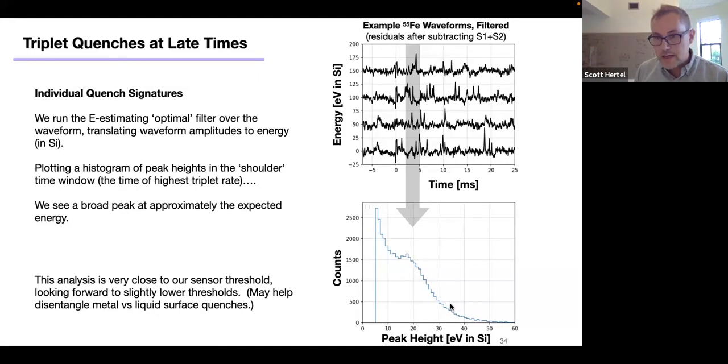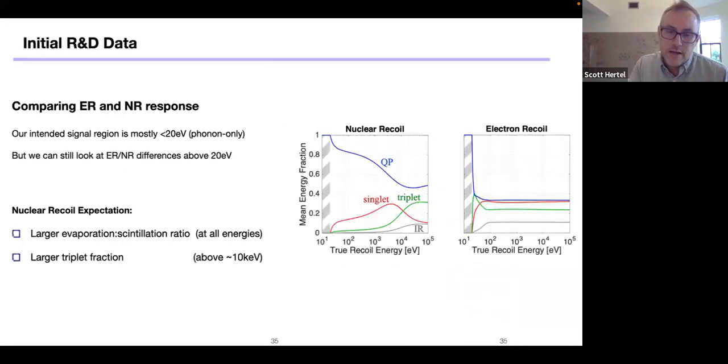We're not making any great claims here on measuring that energy, just that we're looking forward to understanding the energy of the triplet quenches in the future. Hopefully that'll tell us whether we're seeing things on the metal or the liquid surface more distinctly. I think this is the last thing from the data that I wanted to show.